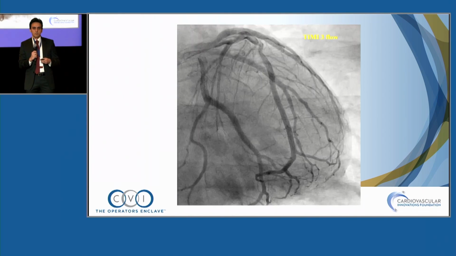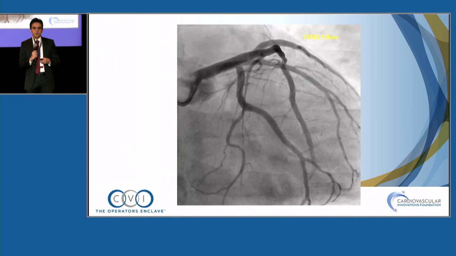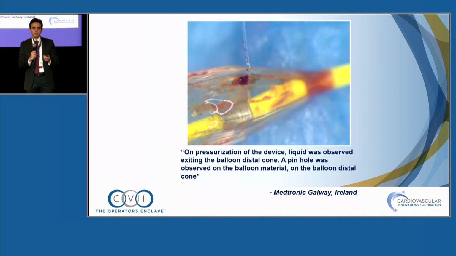And this is the final angiographic images confirming TIMI-3 flow and a well-opposed stent. The final image is of the ruptured stent balloon itself, and you can see the jet stream of water coming out at 12 o'clock on the screen, and it's just confirming that there was a pinhole rupture in this stent balloon.